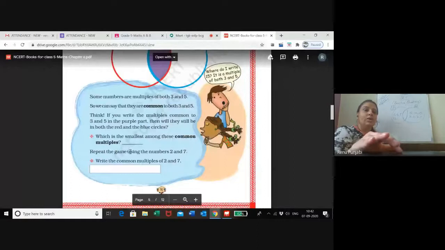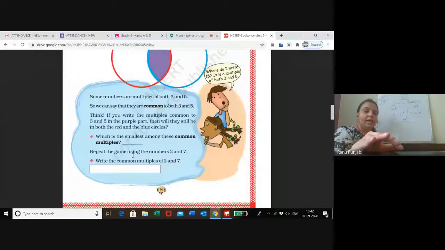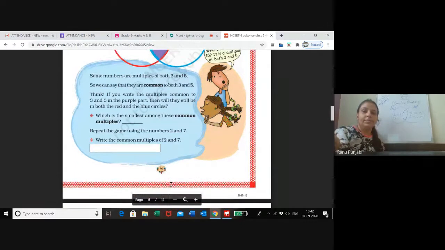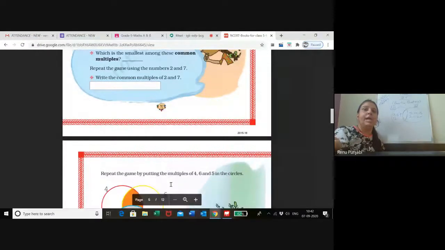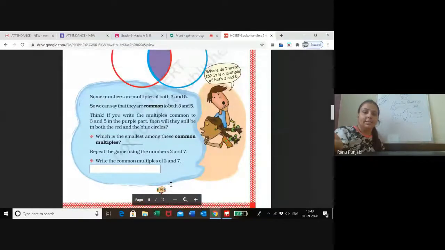And then you will do the same on the next page of your notebook with 2 and 7. Then you will write the common multiples of 2 and 7 and find the LCM. Then comes the next activity. Repeat. This is your home task, children. You have to complete it, and tomorrow we will discuss.